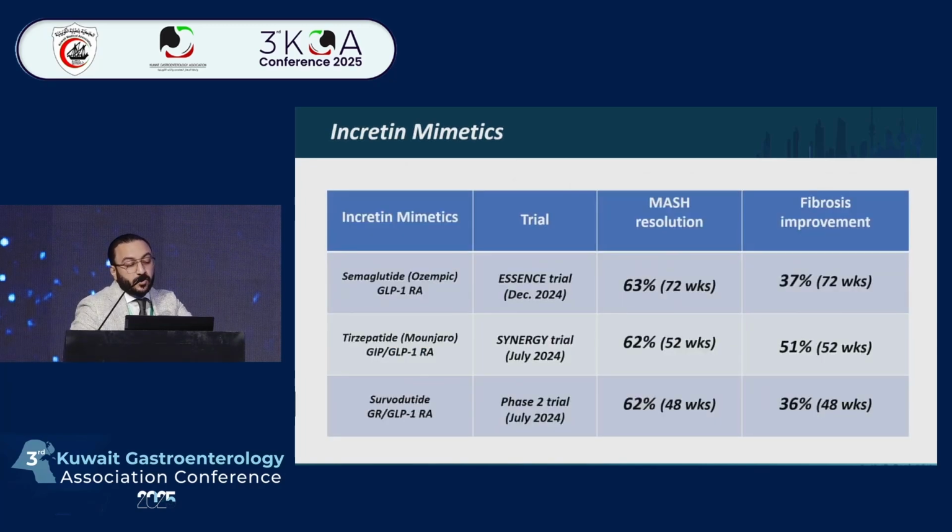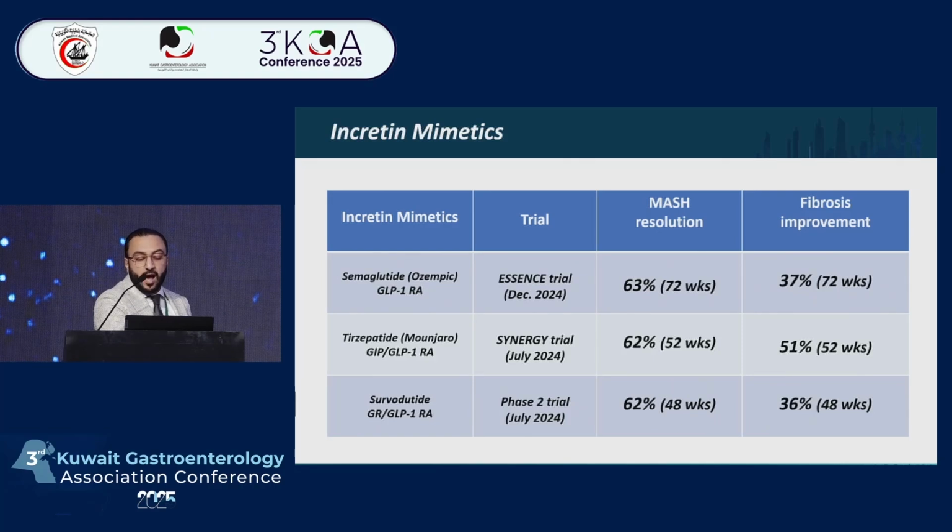We now have good evidence on Ozempic, good evidence on Mounjaro, and also on the coming one, survodutide. On Ozempic, we have the late breaker presented last year at AASLD, the ESSENCE trial, which was published in December 2024. Ozempic shows MASH resolution in 63% at 72 weeks. We have fibrosis improvement in 37% of patients at 72 weeks.